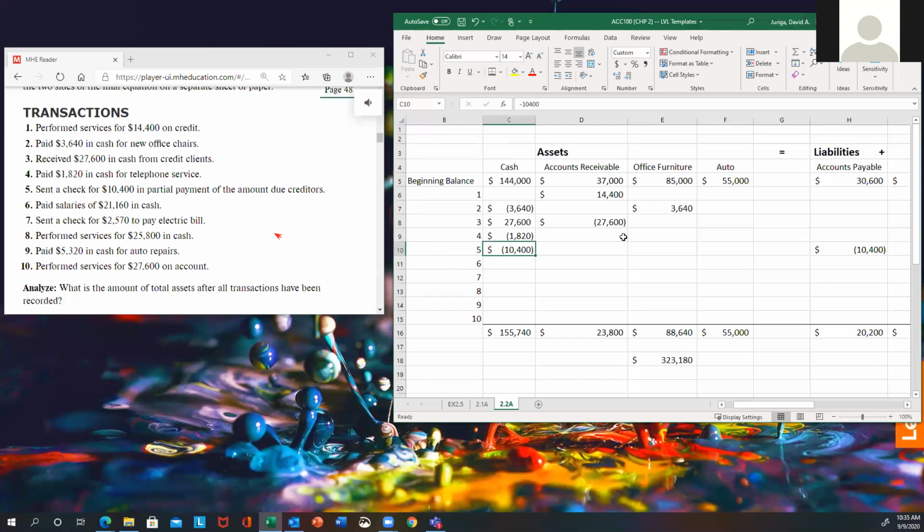Okay. Now let me pause here for just a minute. Since I've got the accounting equation pulled up, if we stopped right here, you can see what our cash balance would be. Right now we've got 155,740 in cash in the bank, because this is going to be a continuously changing number, since money's always coming in and out of the business. So if we stop right here, this will be our cash balance.